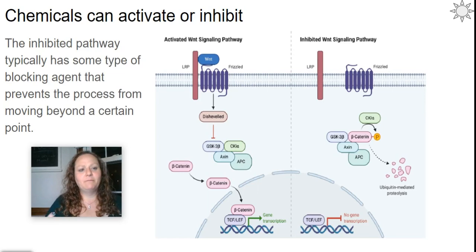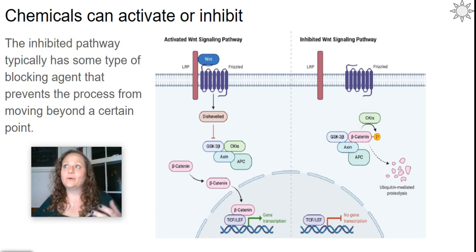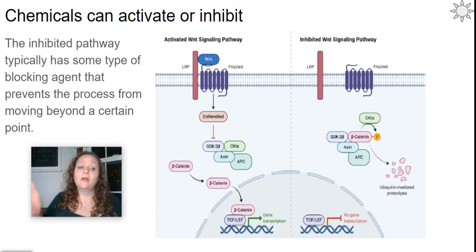If it's an inhibited pathway, typically there's going to be some type of blocking agent that prevents the process from moving beyond a certain point. This is another one of the ways that cells can respond to signals. Either it can be a positive signal that amplifies, or it can be a negative signal that stops or inhibits the response from occurring.